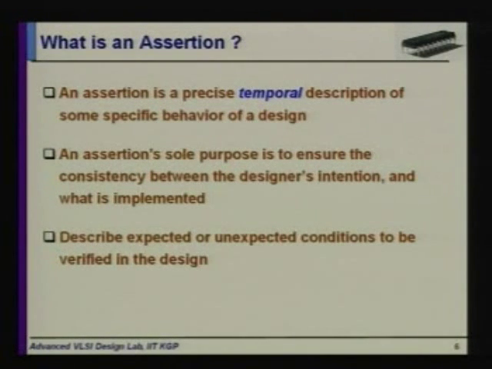By unexpected behavior, I mean safety, like the mutual exclusion you have seen. It's unexpected behavior if two of the requests are automatically granted simultaneously. So mutual exclusion is an unexpected behavior. We have both expected and unexpected kinds of conditions to verify. So in brief, assertions capture those functionalities of the design that we need to verify.